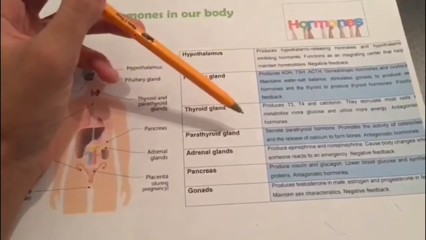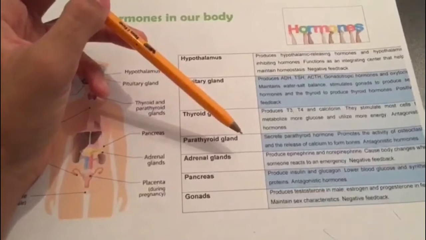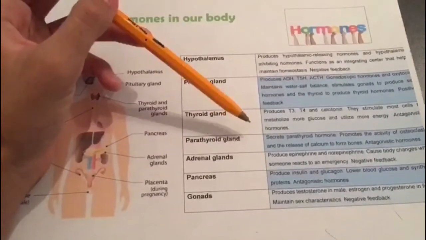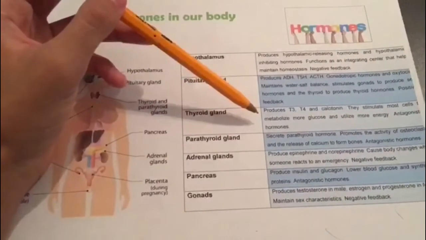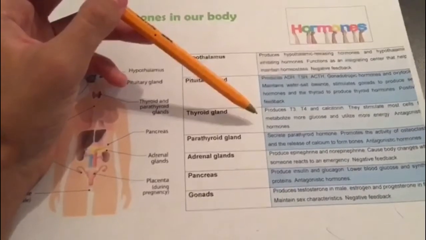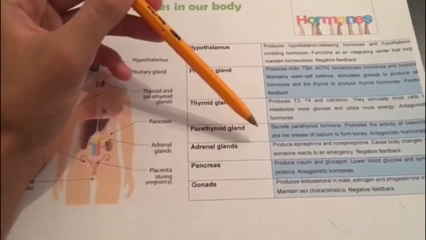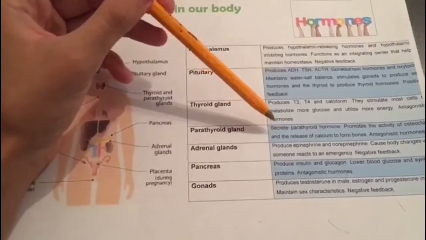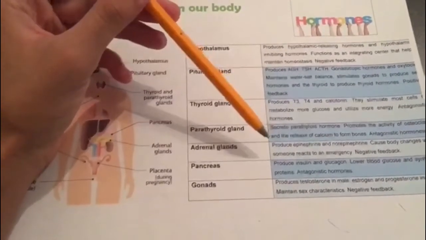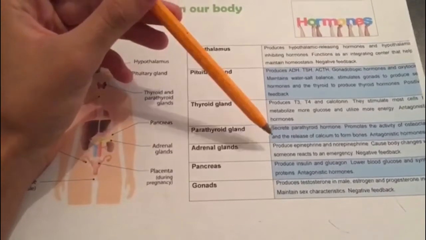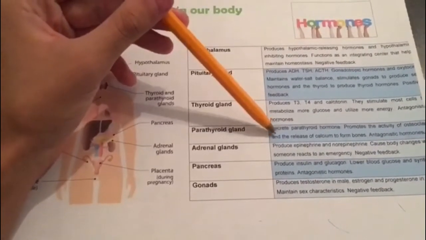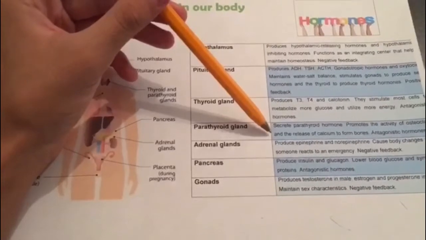The thyroid gland produces T3, T4, and calcitonin, and they stimulate more cells to metabolize more glucose and utilize more energy, and it is controlled by an antagonistic hormone. The parathyroid gland secretes parathyroid hormone, and it promotes the activity of the osteoclasts and the release of calcium to form bones, and it is controlled by an antagonistic hormone.